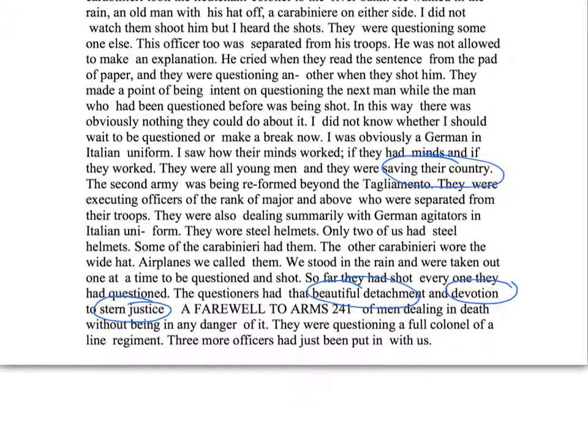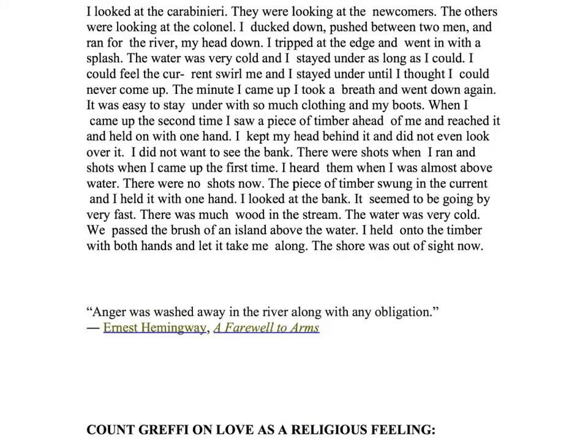They were questioning a full colonel of the Line Regiment. Three more officers had just been put in with us. I looked down at the Carabinieri. They were looking at the newcomers. The others were looking at the colonel. I ducked down, pushed between two men, and ran for the river. My head down, I tripped at the edge and went in with a splash.